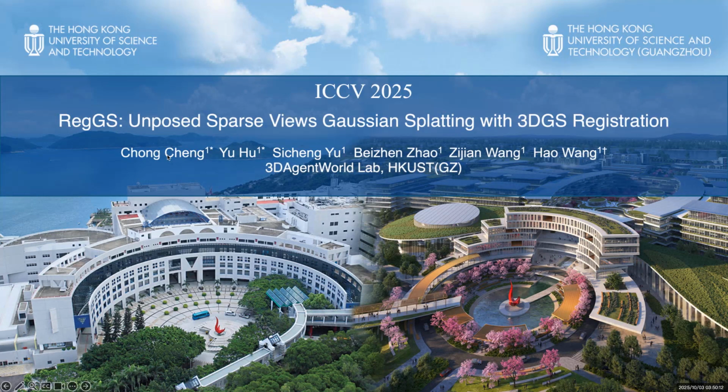Hello everyone, today I will present our work called RegGS, Unposed Sparse Views Gaussian Splatting with 3DGS Registration. This work was done in the 3D Agent World Lab at HKUSTGZ, and it has been accepted to ICCV2025.